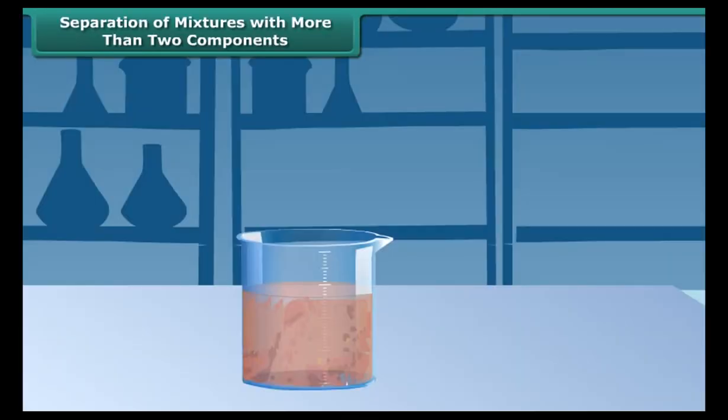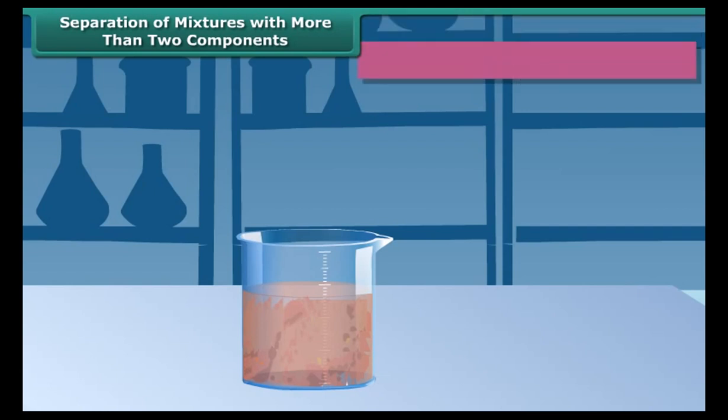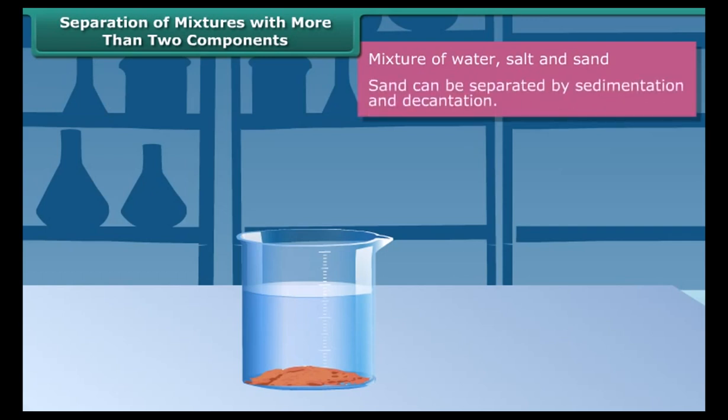Let us do a workout. If you are given a mixture containing water, sand and salt, how will you separate the three components from one another? You will leave the mixture undisturbed for a while to separate the sand. Sand, which is heavy and insoluble in water, settles down at the bottom of the container. The mixture is then separated by decantation to get the sand.